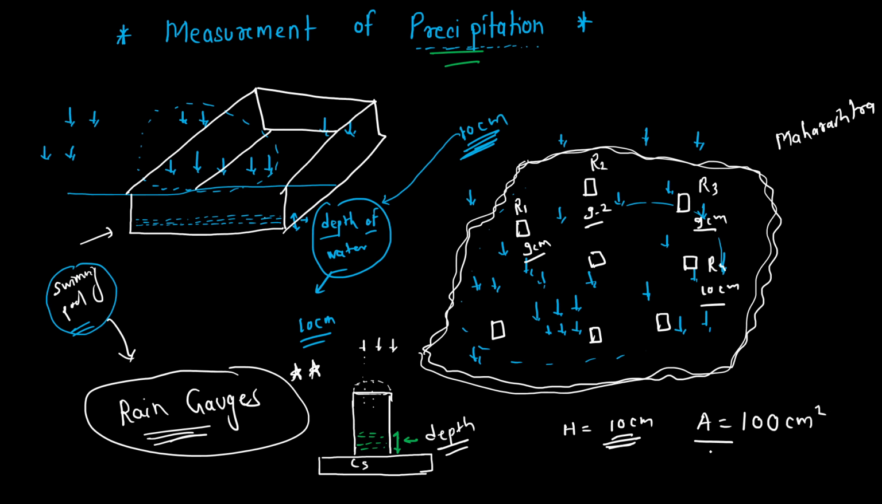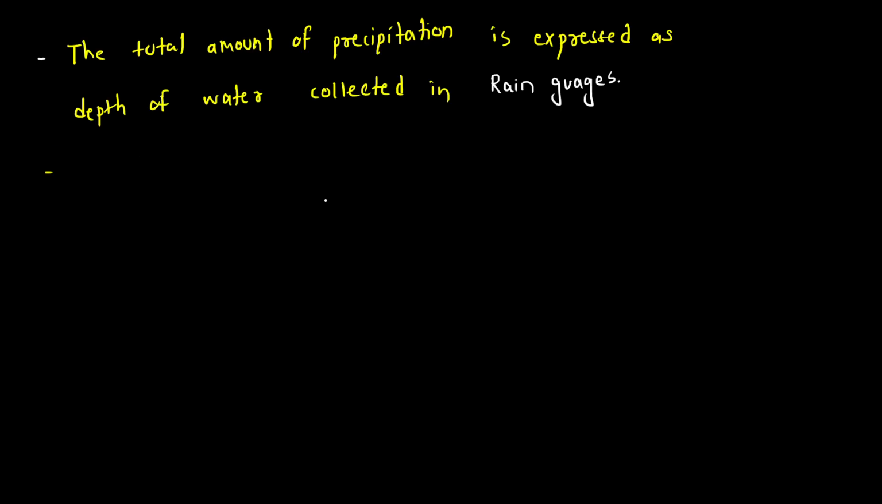So if we know the area and the height, then by using the formula, volume is equal to area multiplied by depth, or area multiplied by height. If we multiply 100 into 10, it will give us 1000 centimeter cube. This 1000 centimeter cube is nothing but the volume of precipitation that has occurred in Maharashtra. So this is the point that we have to understand. Once again, it depends on the total area which is under precipitation. Now the different types of rain gauges we will be seeing in the next lecture.